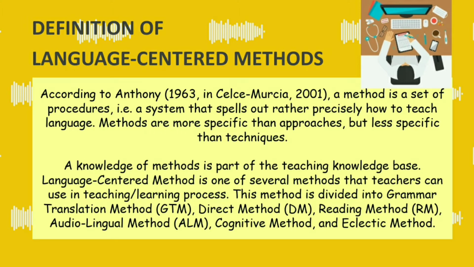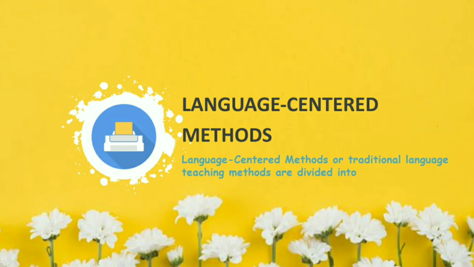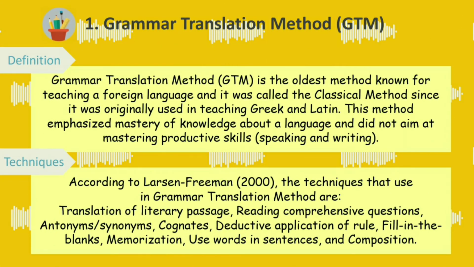Language-centered method is one of several methods that teachers can use in the teaching or learning process. This method is divided into grammar translation method or GTM, direct method or DM, reading method or RM, audiolingual method or ALM, cognitive method, and eclectic method. Well, language-centered methods or traditional language teaching methods are divided into 6 parts. The first method is grammar translation method.